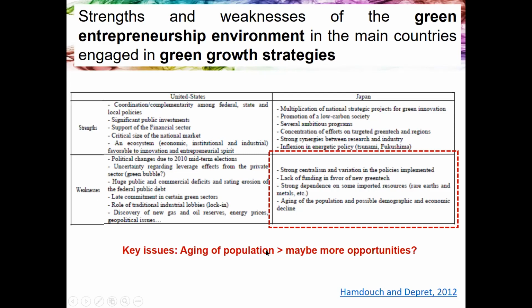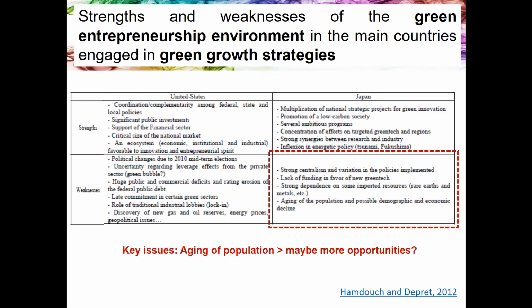However, in my point of view, and some literature also agrees on this, regarding this aging of population, it can also open opportunities for other groups of the society to invest. For this, it needs to be consolidated with, for example, migration policies. So this can open opportunities for foreigners to move to the country and develop their green growth strategies.